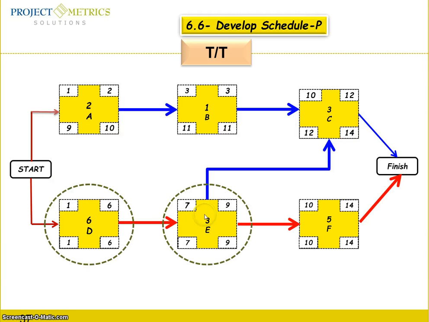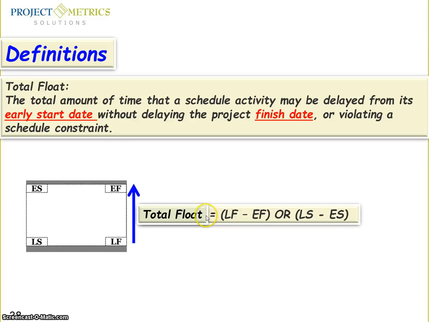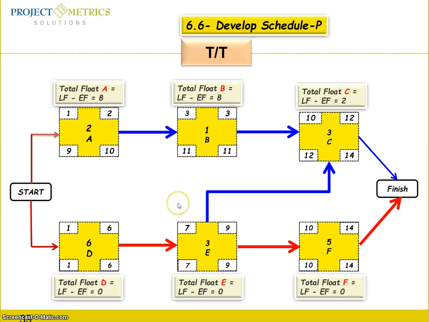Why? Now, this question will lead us to a definition called total float. The total float is the amount of time that a scheduled activity may be delayed from its early start date without delaying the project finish date. So they came up with an expression called total float, which is equal to late finish minus early finish, or late start minus early start. So you plug in the numbers, you look at the late finish and early finish. You just look at the numbers here. It is equal to 8. It's very simple, straightforward.